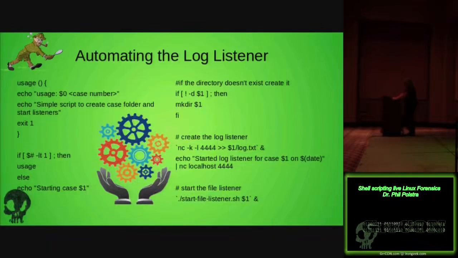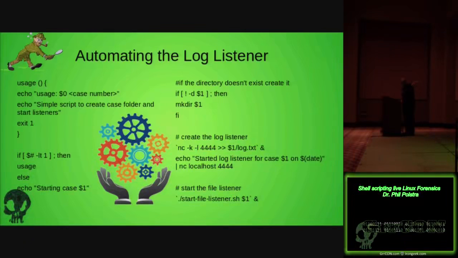So I have a simple shell script here that runs on my forensics workstation, and I just run it, and I give it a case number. So you can see the usage statement is shown up here, and then I say, did you give me less than one argument? If you did, I'm going to tell you, hey, you messed up. I'm going to show you usage. Otherwise, I'm going to say I'm starting a case.